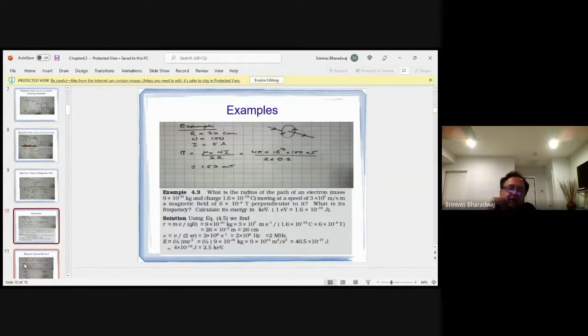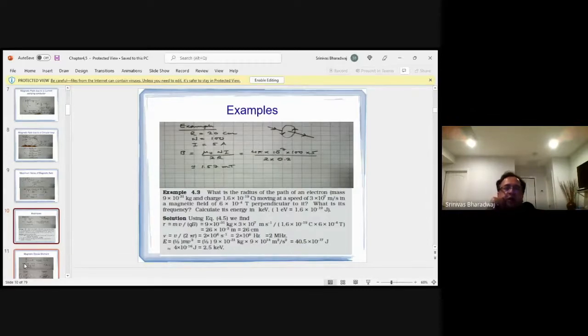So r will be m v by q B. What is the radius of the path? R equals m v by q B, right?